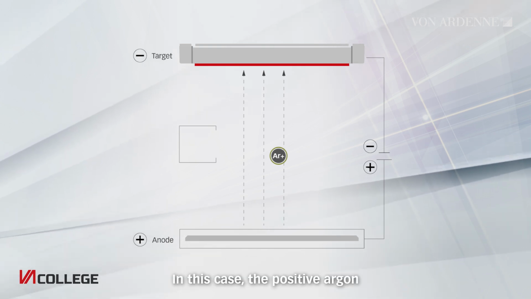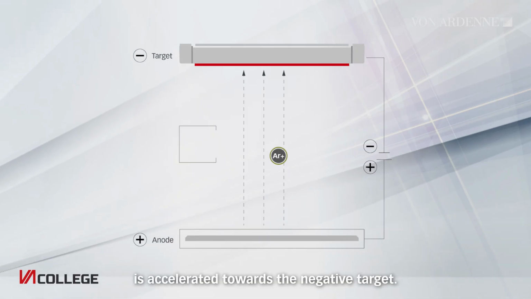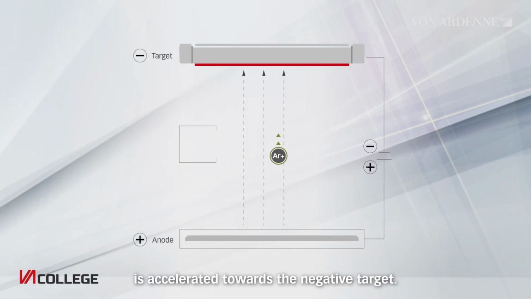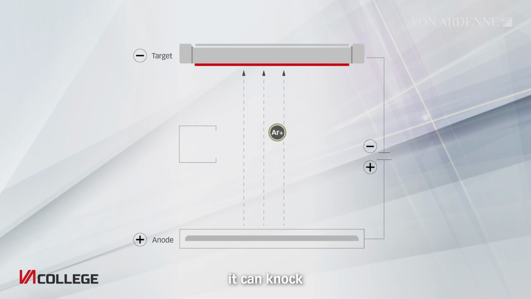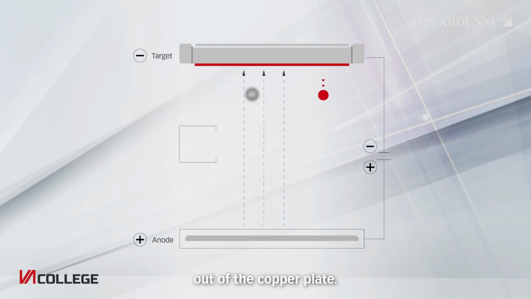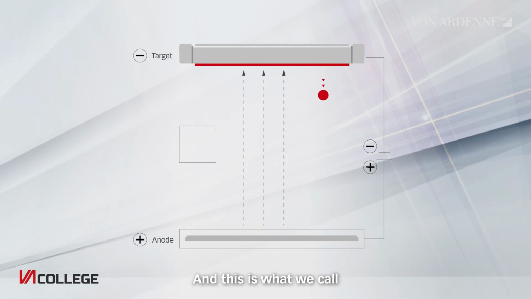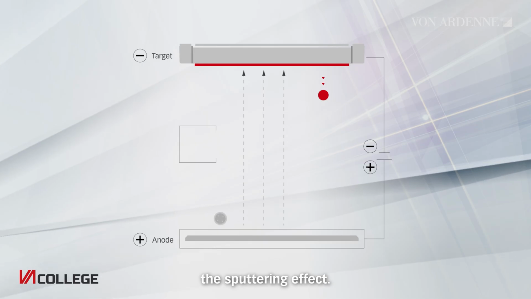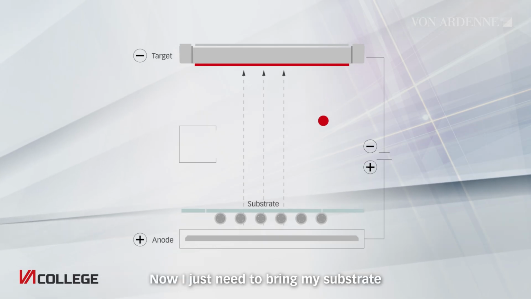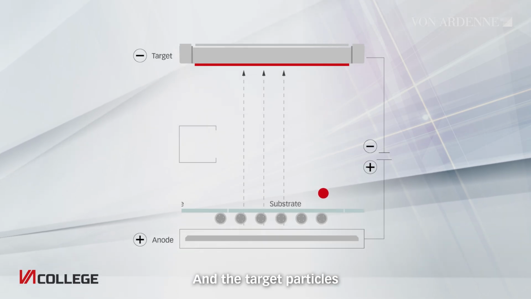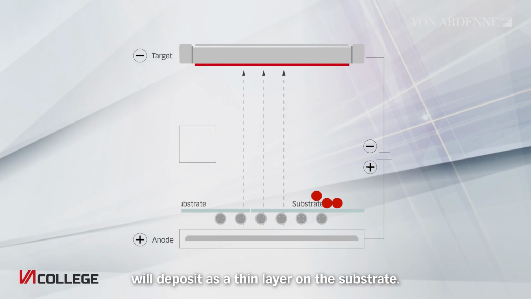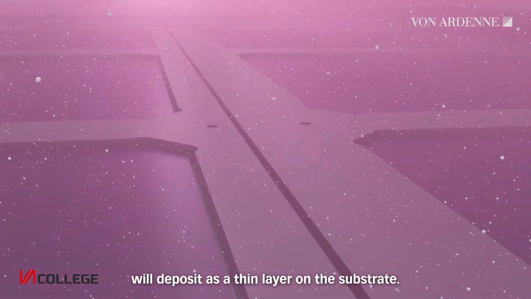In this case, the positive argon is accelerated towards the negative target. If it hits there, it can knock individual target particles out of the copper plate. And this is what we call the sputtering effect. Now I just need to bring my substrate close to the target, and the target particles will deposit as a thin layer on the substrate.